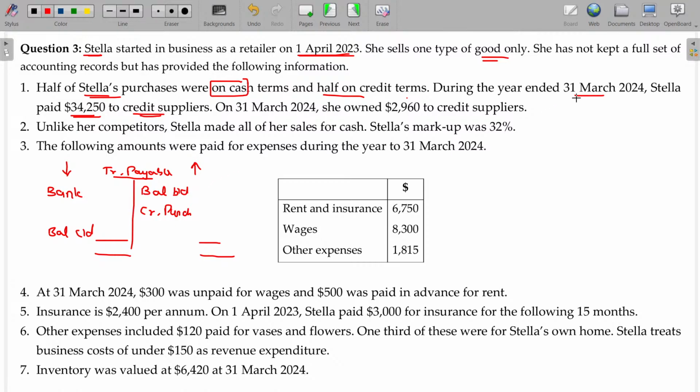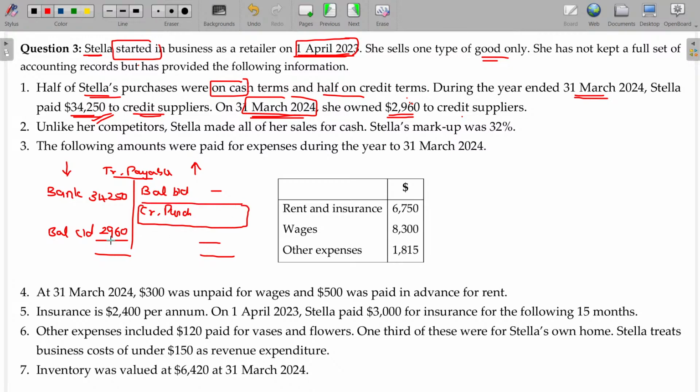So during the year ended 31st March 2024, Stella paid 34,250. So 34,250 is the payment. And on 31st March 24, she owed 2,960 to credit suppliers. Newly started business, this is a clue. So this is the year beginning, and at the year end this value being 2,960 means this is the balance carried down. As newly started, initially we don't have trade payables. That's how we can guess. And by solving this, you can find out the credit purchases easily as a balancing figure.